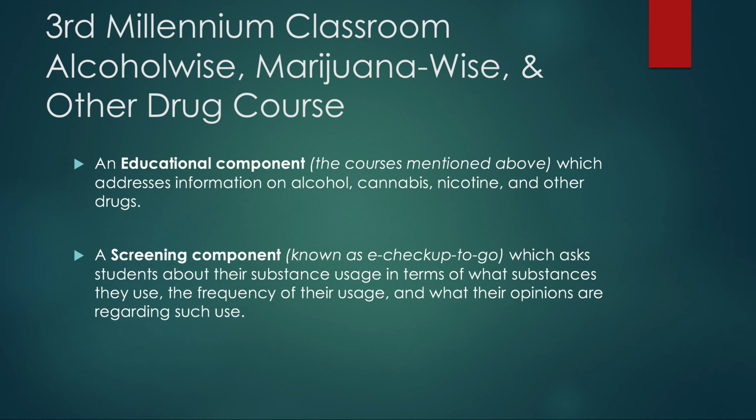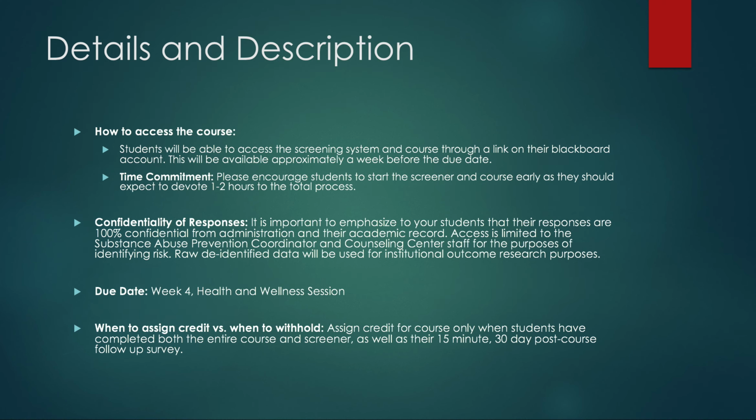So, here are some details for how the course is activated. Students can access the course through their Blackboard account. Now, every student through first year seminar has a Blackboard. The link will be provided. It may be between 1 and 3 links where the student is given login information to be able to access the course. Please encourage the students to start the screener and course early.